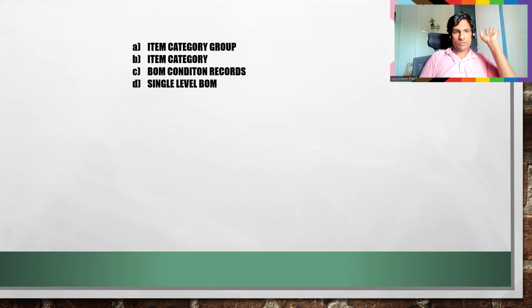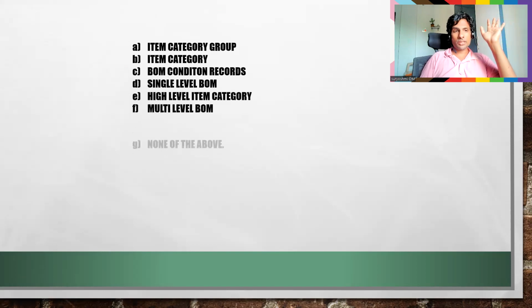Single level BOM, there is no relationship. High level item category, again no relationship. And multi-level BOM, there is no relationship. Whether you take single level BOM or multi-level BOM, if you would like to control the pricing, that should be at item category. So the answer is B. None of the above is also a wrong answer.